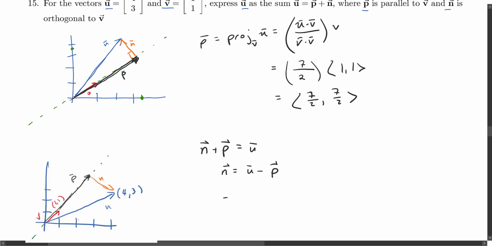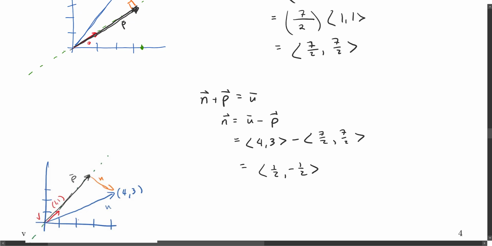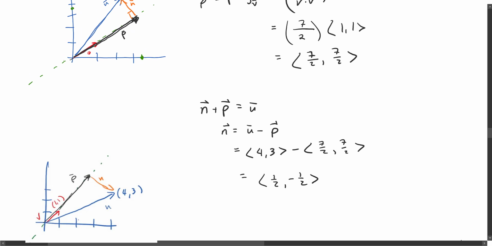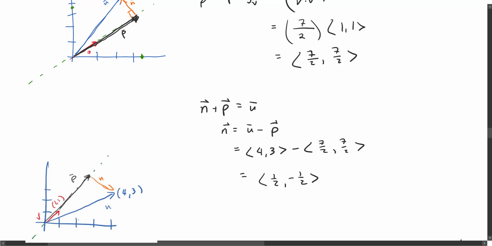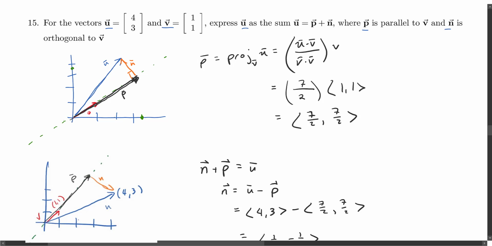Okay, so let's see here. That's simply vector u, which was the vector 4, 3. And from that, we're going to subtract the vector that we just found, that orthogonal projection, p. And if we compute that, we end up with, well, it's 1/2 comma minus 1/2. And let's see here. Did I do that right? Did I copy everything correctly? Let's see. 1, 2, 3, 4, 1, 2, 3.